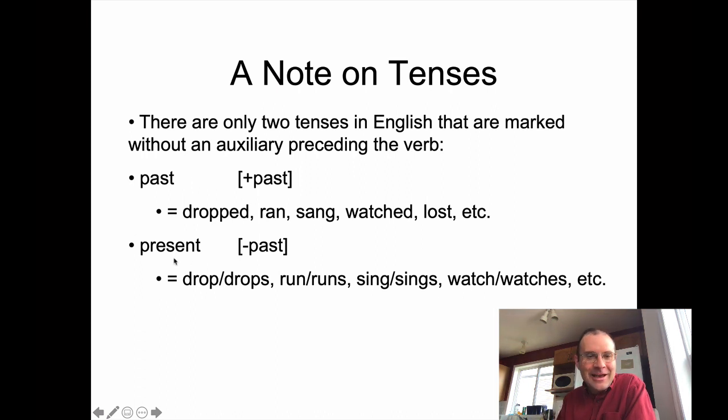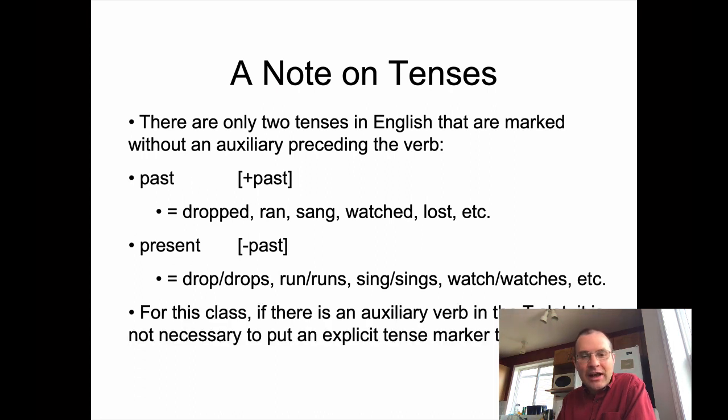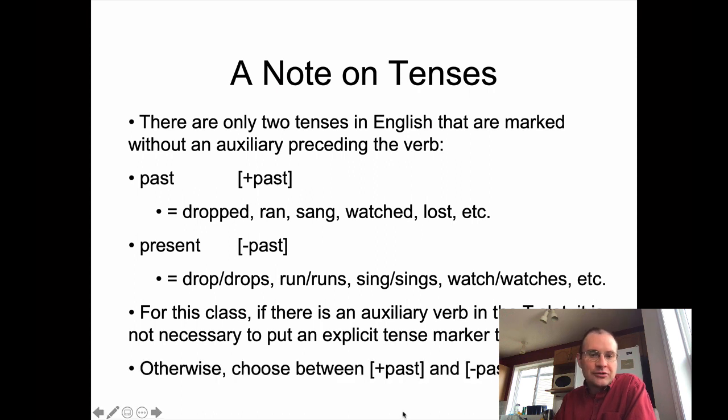Sorry about that. For this class, if there's an auxiliary verb in the T slot, you don't have to put an explicit tense marker there because the auxiliary just takes care of that. Otherwise, just choose between plus past and minus past. And again, I'm going to walk you through the practice exercises so we can see what that looks like explicitly.